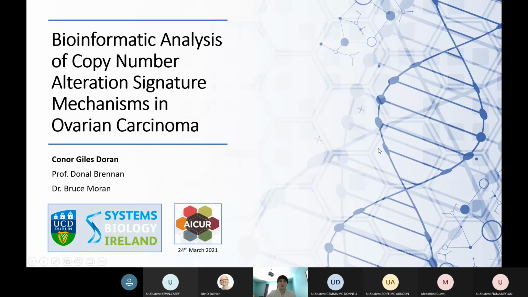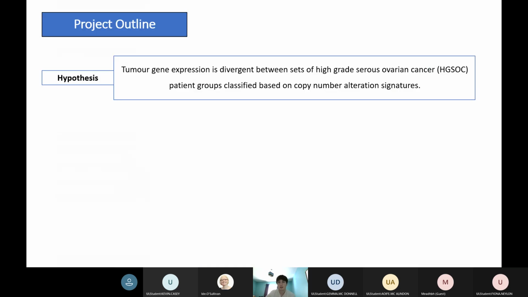So for my final year research project, I carried out bioinformatic analysis of copy number alteration signature mechanisms in ovarian carcinoma. This project was carried out with Professor Donal Brennan and Dr. Bruce Moran as part of Systems Biology Ireland in UCD. The project had the hypothesis that tumour gene expression is divergent between sets of high-grade serous ovarian cancer patient groups that are classified based on a copy number alteration signature.